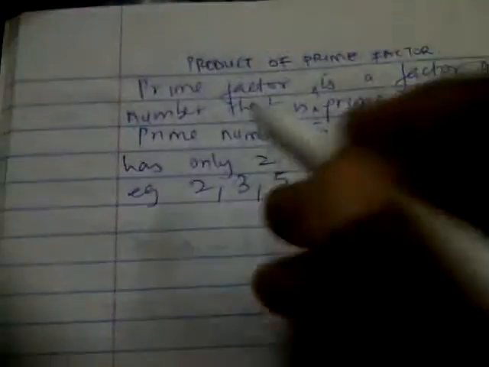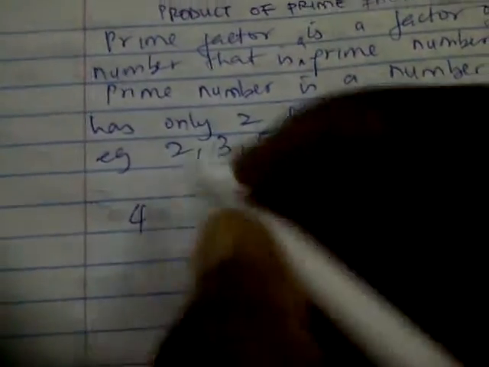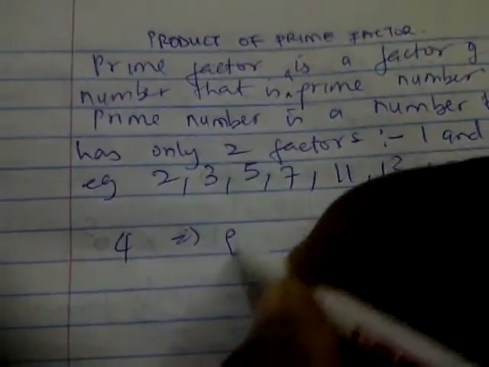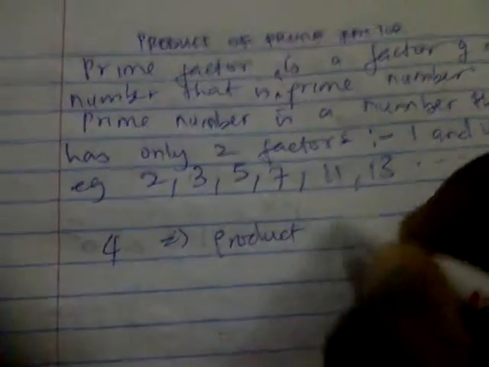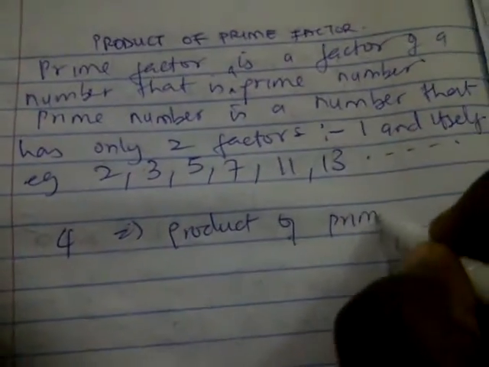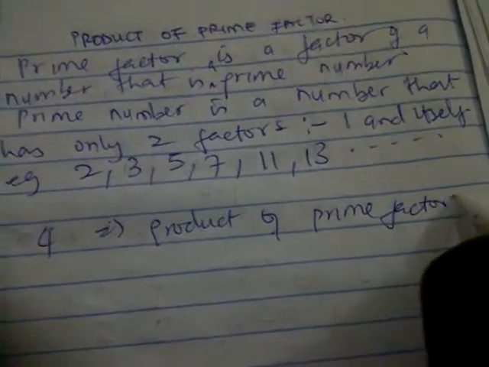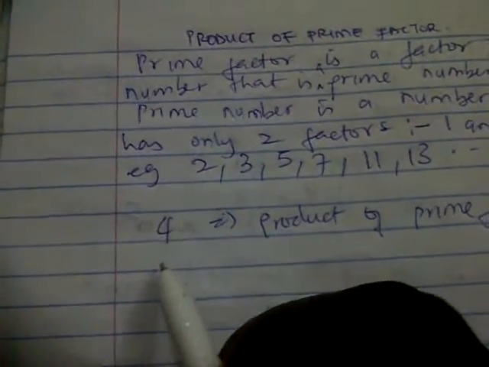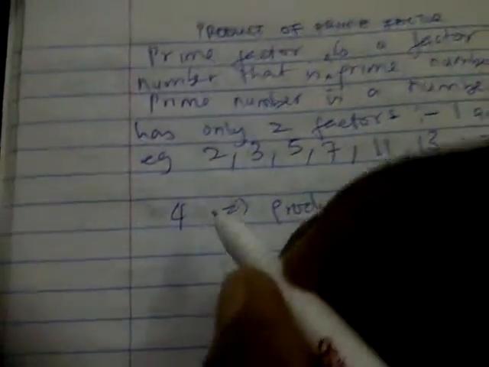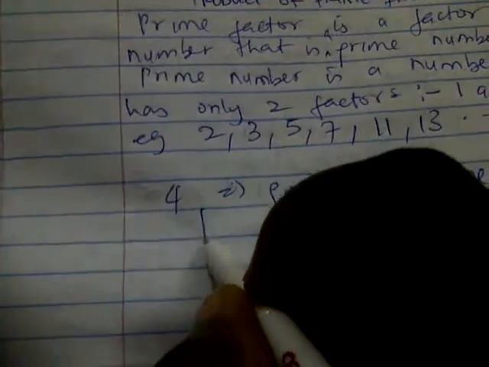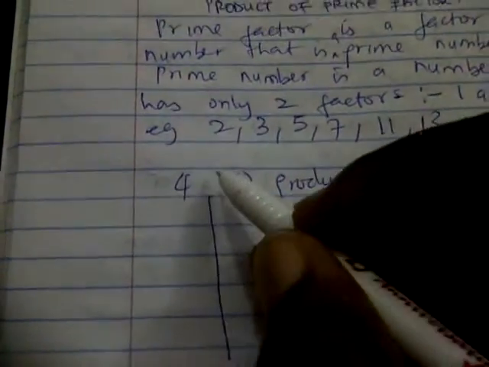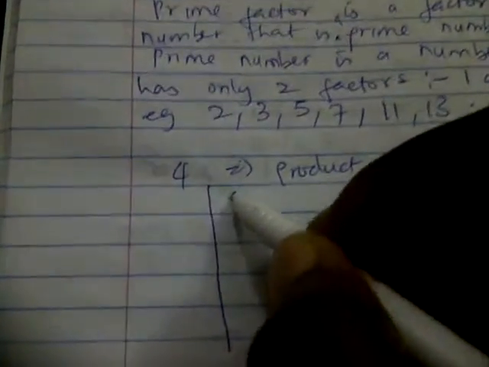Now, if you're asked to express 4 as a product of its prime factors, we're just trying to find out the factors of 4 that are prime numbers. Okay, now it's the same as actually doing this long division kind of thing on the number.